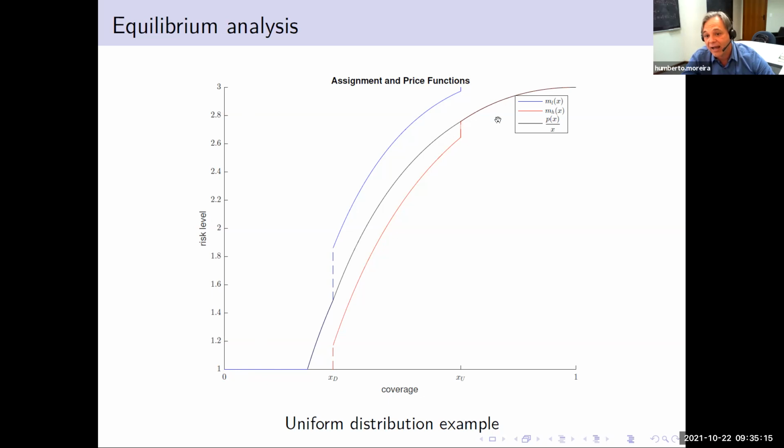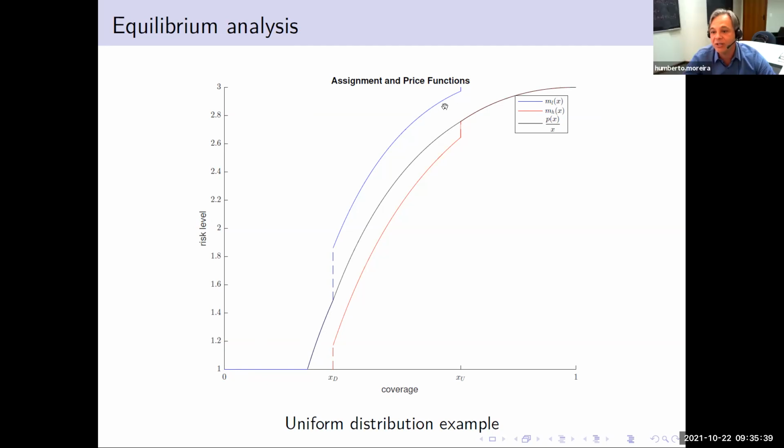So for the very high coverage, you're going to see that only high types are associated. So this is a separating part. These guys are paying per unit of coverage the fair price, which is the risk, right? So this is the part where you have separation. Down here, you also have separation, but given by the low risk averse type.